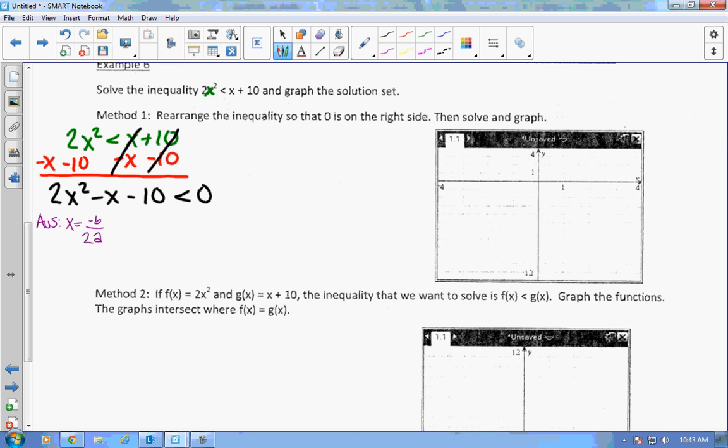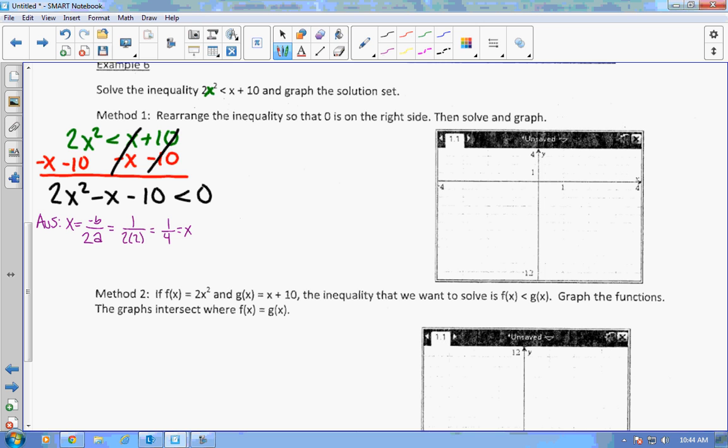Okay? Fingers in the air, what is b? Yeah, it'll be negative 1. So if we do a negative b, that will make it positive 1. Fingers in the air, what is a? 2. So 2 times 2 is 4. So 1/4 equals x. So that's the x coordinate of the vertex.